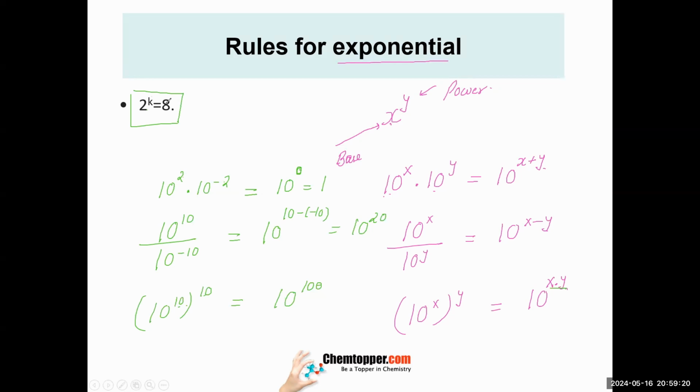Like here, 2 raised to power k is 8. So what's the value of k? What you have to do, you know that 8 is 2 times 2 times 2. That is 2 raised to power 3. So what's the value of k? 3. But the base is same. This base 2 and 2, they are same. So k value will be 3. So these are some simple mathematics related to exponential, which is very important.